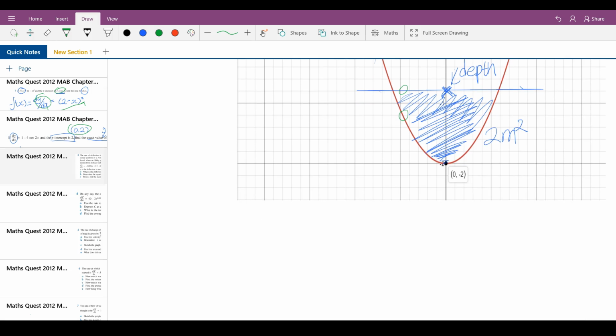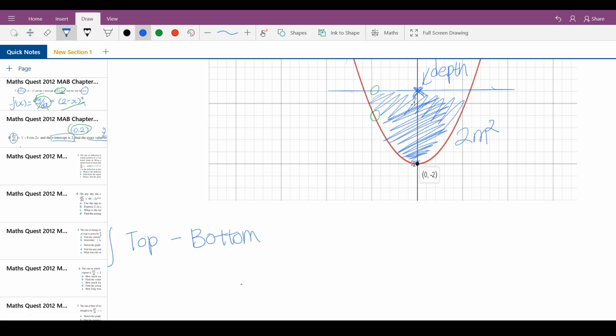So great, let's write our integral first. So the integral is between, okay, I'll go back with the blue pen. Alright, so the integral is top minus bottom. Alright, it's always top minus bottom. Alright, so we got this bit is the top function. This bit is the bottom function.